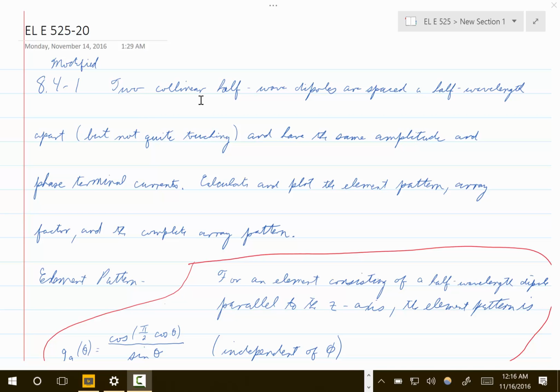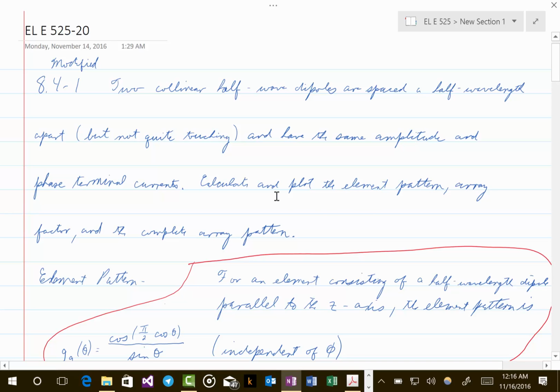Two collinear half-wave dipoles are spaced a half wavelength apart, but not quite touching, and have the same amplitude and phase terminal currents. Calculate and plot the element pattern, the array factor, and the complete array pattern. So let's see how we would do this problem.